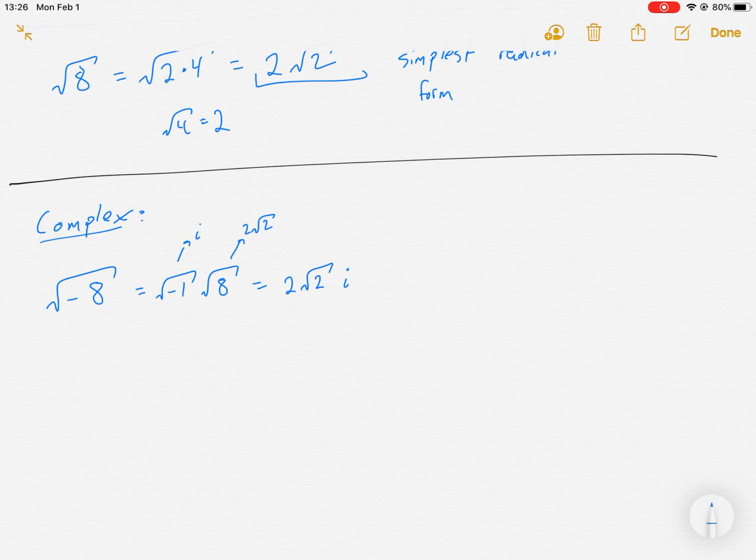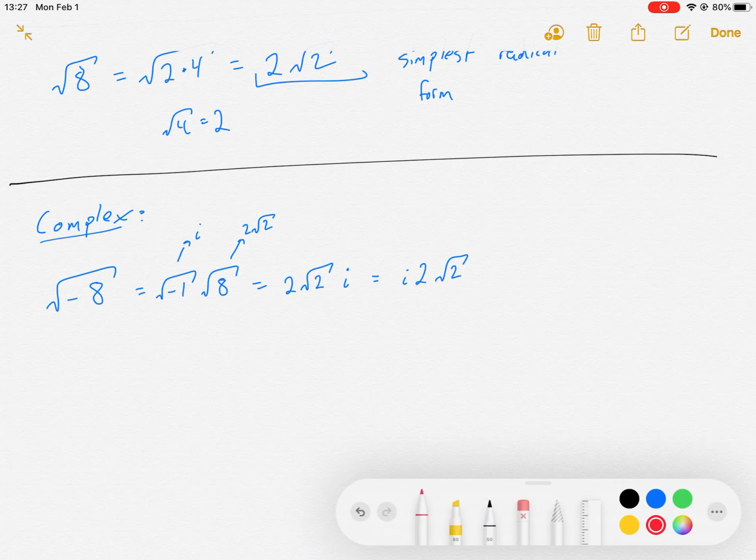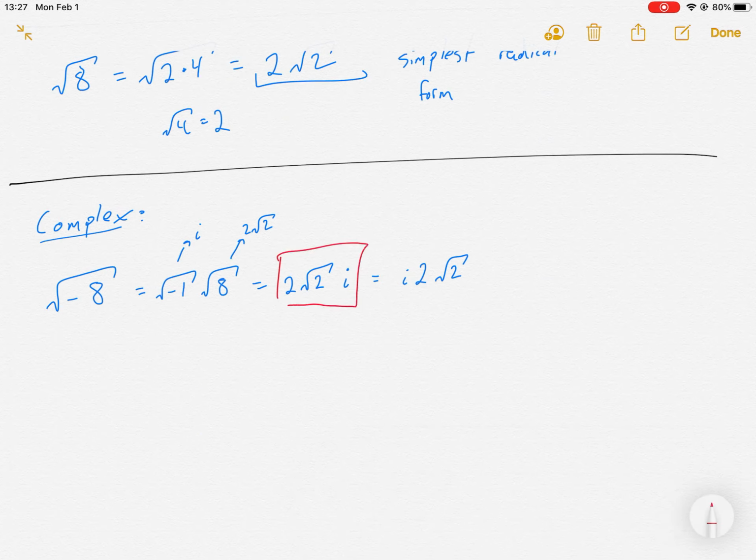That's why I put the little bar going down. If you don't like this, you could rewrite it as i 2 root 2, just to make sure that the i is not underneath the square root. But this way is better because remember, the complex numbers in general form is a plus bi, and the i usually comes last. It doesn't always, but oftentimes it does. So it's better to write it this way.